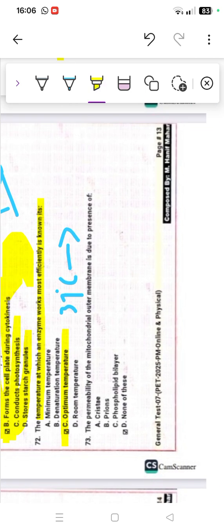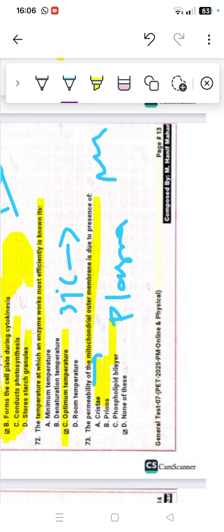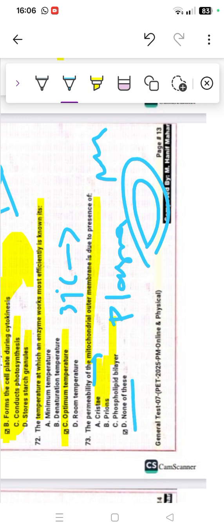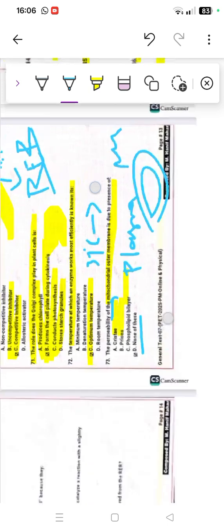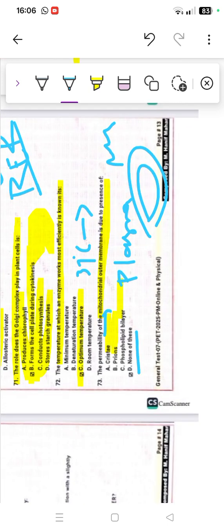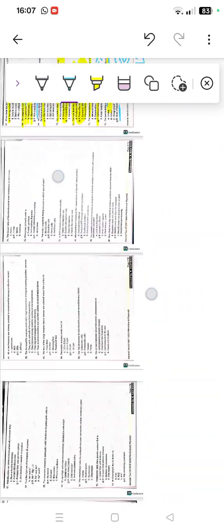The permeability of the mitochondrial outer membrane is due to the presence of: neither cristae nor porins, phospholipid bilayer. This is in the plasma membrane. Cristae are curve-like structures present inside. So the permeability of the mitochondrial outer membrane, the outer membrane could be the right option. None of these here. Or maybe mitochondrial outer membrane, due to the presence of, they do have an intermembrane space as well. So any of these could be right, but cristae no, and pores are not either. Okay, we still have so many questions remaining.